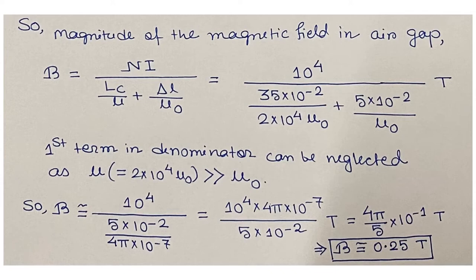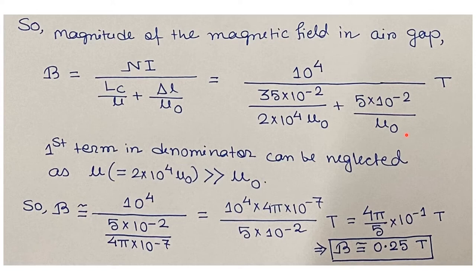So in the previous slide, we came to know about all the quantities required to calculate the magnetic field in the air gap. So the magnitude of the magnetic field in the air gap is B equals Ni by Lc by mu plus del L by mu naught. If we put the value of each quantity, then we'll get Ni equals 10 to the power 4, and Lc is 35 times 10 to the power minus 2 meter divided by 2 into 10 to the power 4 mu naught, plus del L is 5 into 10 to the power minus 2 meter, all divided by mu naught.